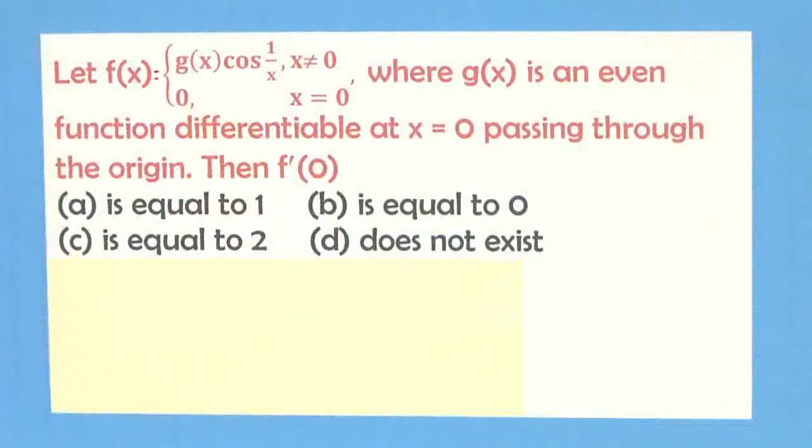Look at the next question here, students. f of x is equal to g of x into cos of 1 by x, x is not equal to 0, where g of x is an even function, differentiable at x is equal to 0, passing through origin. Then f dash of 0 is.